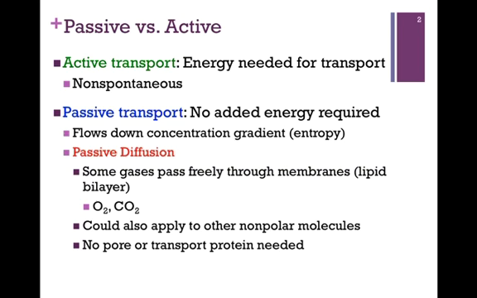The simplest example of passive transport is passive diffusion. Some gases can pass freely through the membrane or lipid bilayer, such as oxygen or carbon dioxide, because they're small and nonpolar. That is, they can move freely through that mostly nonpolar lipid bilayer. So this would also apply to other nonpolar molecules, as we'll see. So this is passive diffusion. It is passive in that no energy is required, and it moves through by simple diffusion through that membrane. In other words, no pore or transport protein is needed.